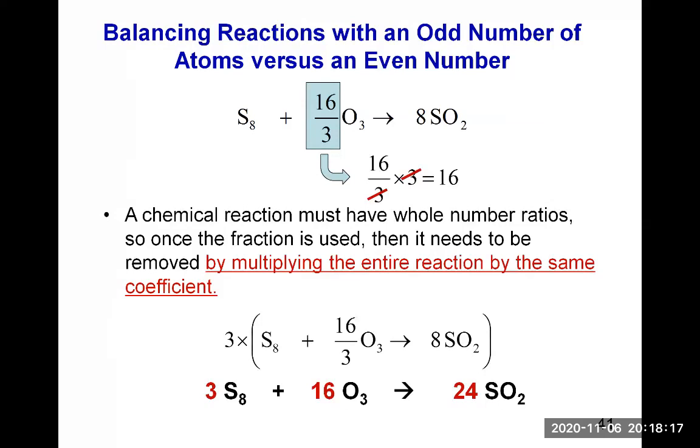And you can check that you have indeed, on the right side, 24 sulfurs, and on the left you have 3 times 8, that's also 24 sulfurs. Oxygen, on the left you have 16 times 3, and that's 48, and 24 times 2, it's also 48 oxygens on the right. So this is balanced.